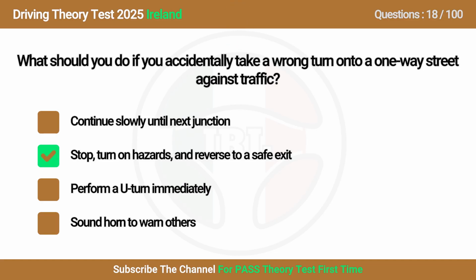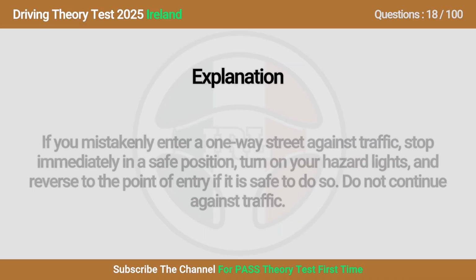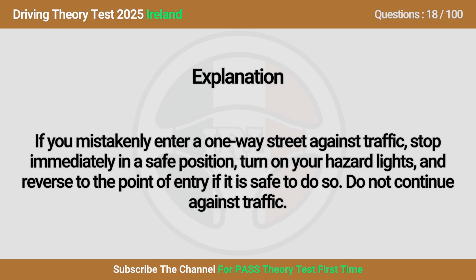Answer is B. Stop, turn on hazards, and reverse to a safe exit. If you mistakenly enter a one-way street against traffic, stop immediately in a safe position, turn on your hazard lights, and reverse to the point of entry if it is safe to do so. Do not continue against traffic.